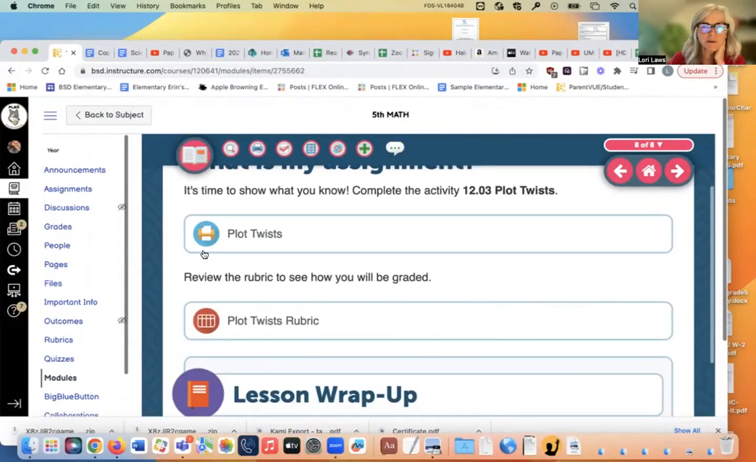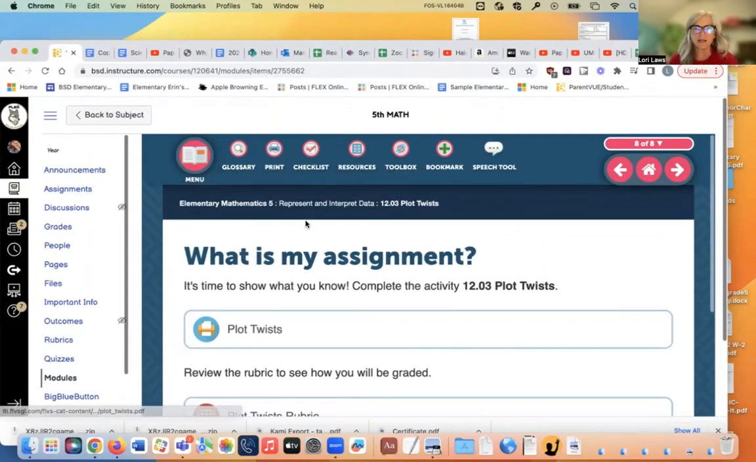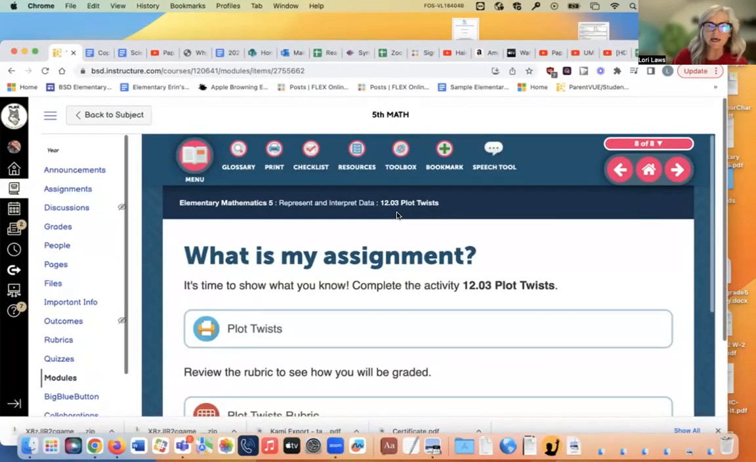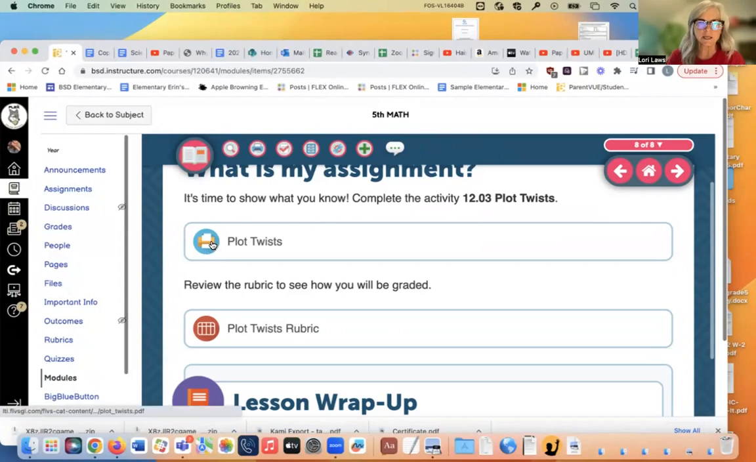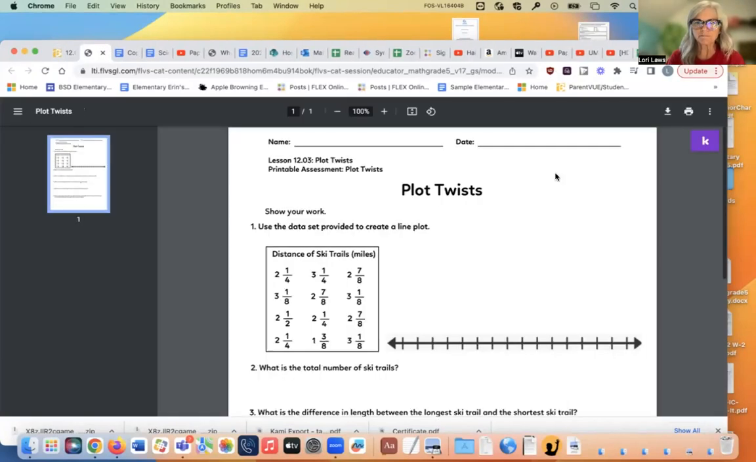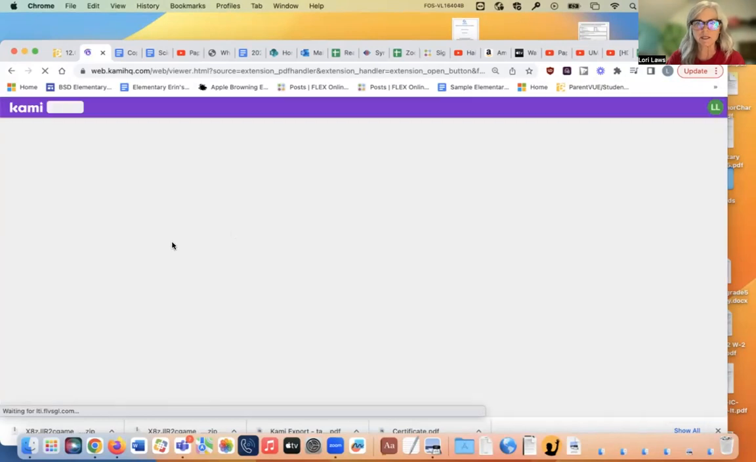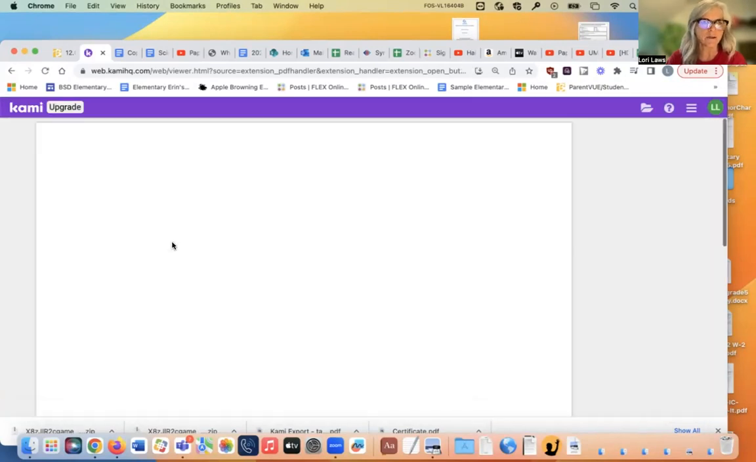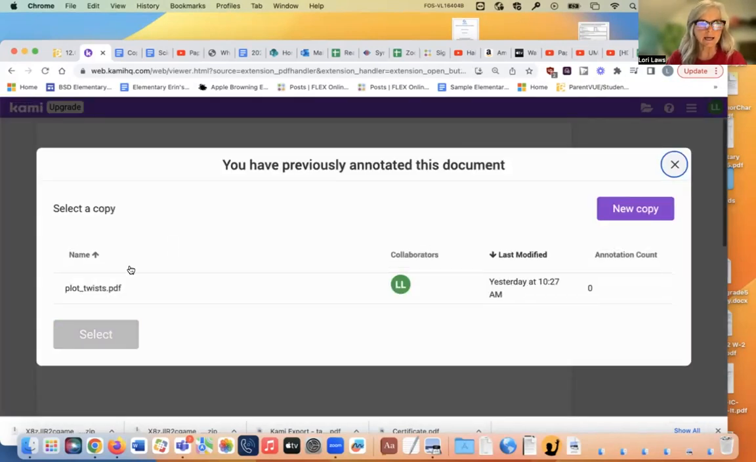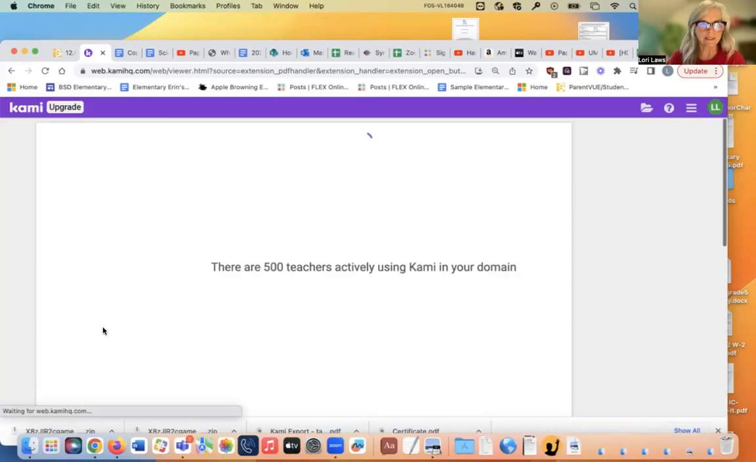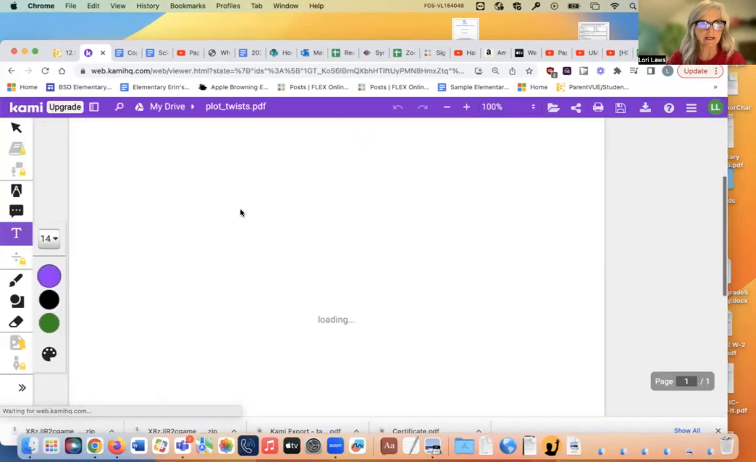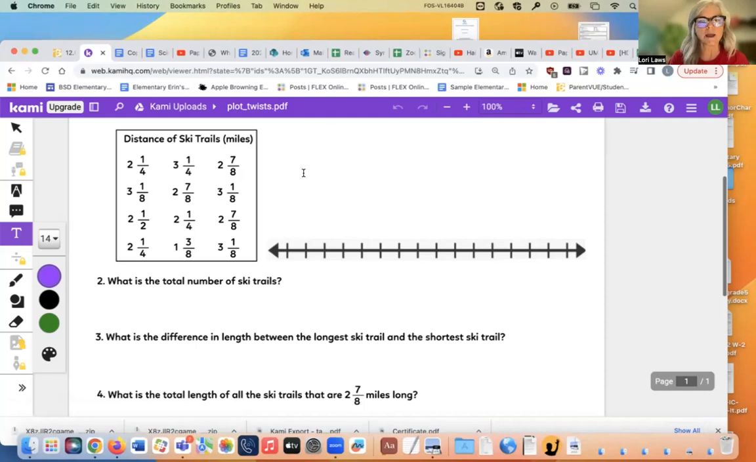All right, what's my assignment? Plot twist. This is the assignment. All right, so you are on lesson 1203, the last page, plot twists. You need to open it up. Open it in Kami, which I think I already did, maybe not. And here we go. Select. Says I've previously annotated it, but I don't think I've done it yet. Nope, I haven't done it.